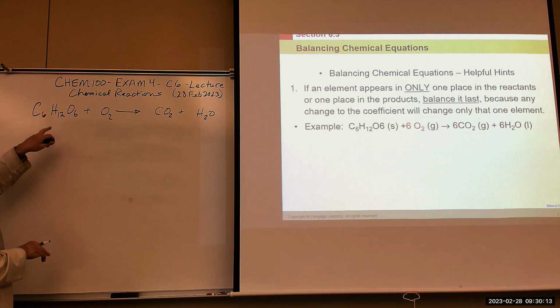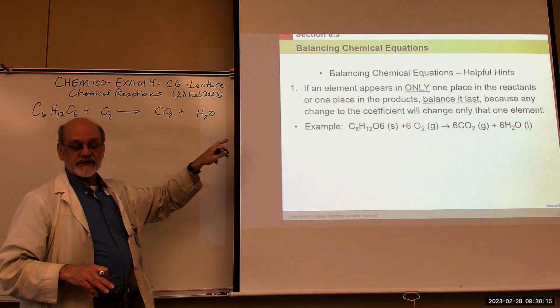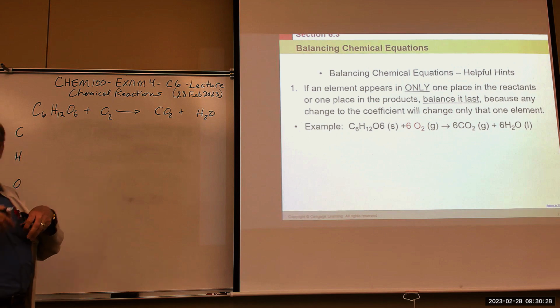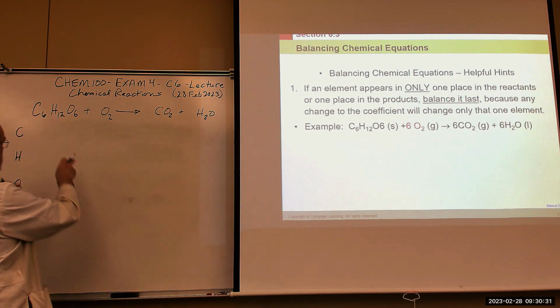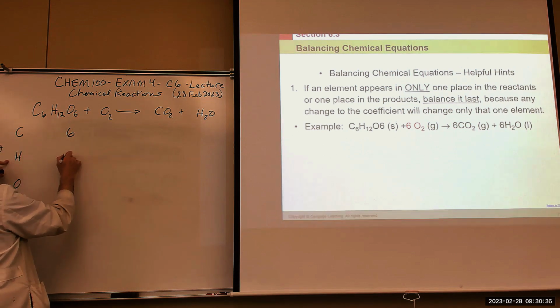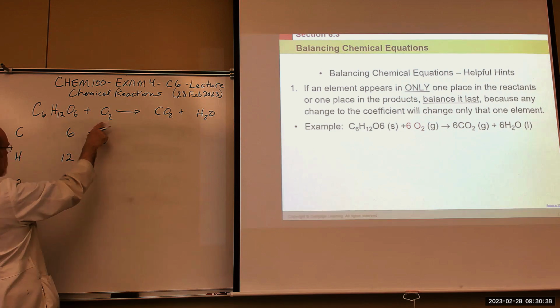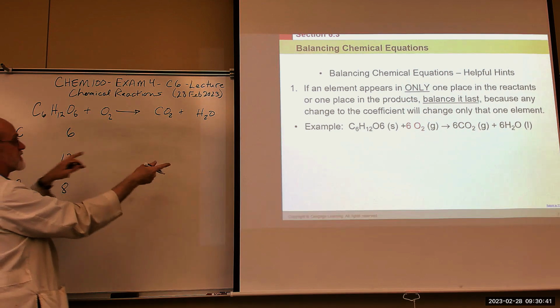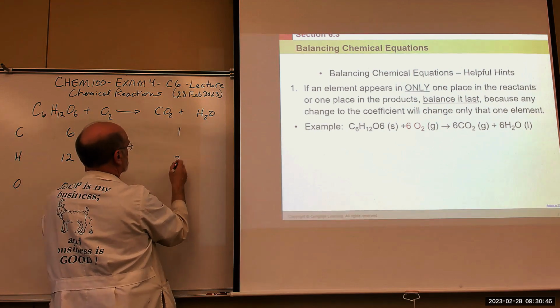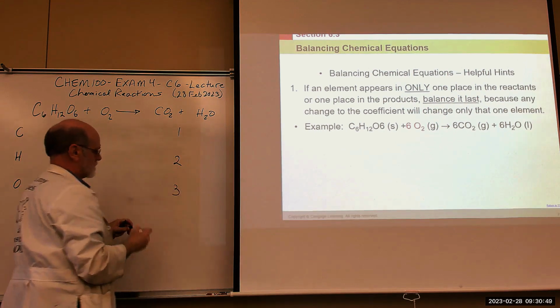So in order to do that, I have to find out what are all the elements that are in this equation. There's carbon, so I'll put carbon right here. And there's hydrogen, and there's oxygen. Okay. Now on this side, I'm going to do a preliminary tally. So how many carbons do I have? Well, I have 6. And I have 12 hydrogens. And I have 6 plus 2 is 8 oxygens. On this side, I've only got 1 carbon. And I've got 2 hydrogens. And I've got 3 oxygens.